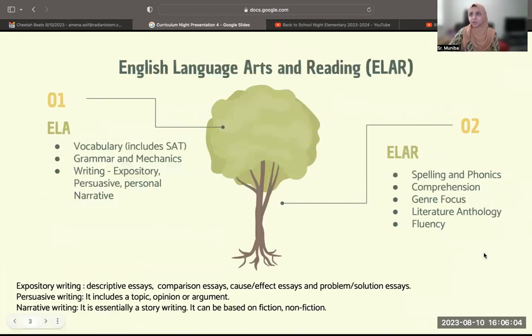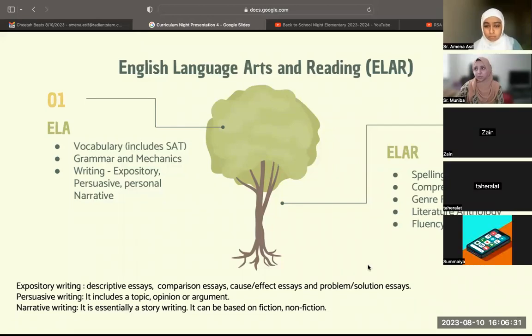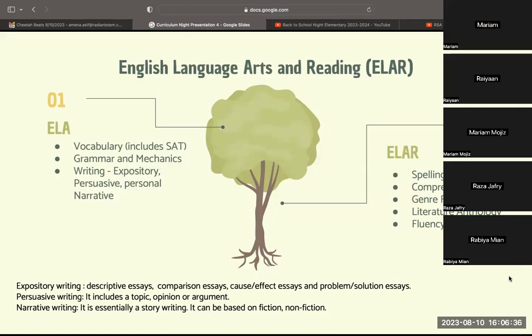Let's start off by talking about language arts and reading. ELA here includes vocabulary, grammar, mechanics, and writing. We will be discussing three different types of writing compositions: expository writing, persuasive writing, and narrative writing. In ELAR, we will be talking about spellings, phonics, comprehension, genre focus, literature anthology, and fluency. We can go to the next one.